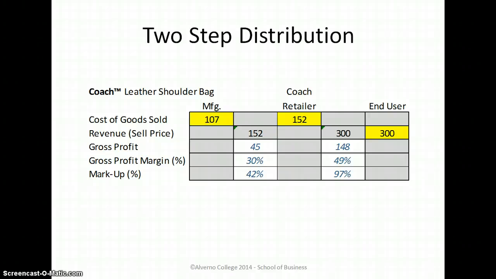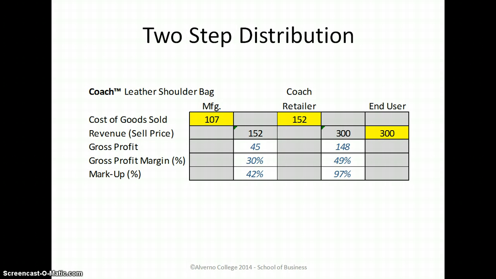Now one way to understand these steps is to just count the number of buyers. So the end user is buying it from the retailer. Secondly, the Coach retailer is buying it from the manufacturer. So those are two buyers, two-step distribution. So what I've done is entered the same $300 value, and then I manipulated the 152 to get to this number so that it would generate this 49% gross profit margin. And I just made the assumption that the manufacturer needs a 30% gross profit margin, so that cost that manufacturer has to hit is this amount.